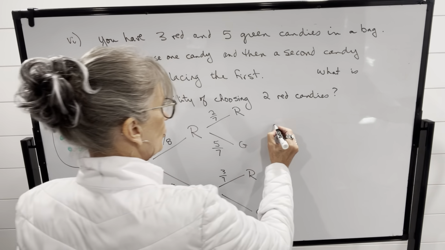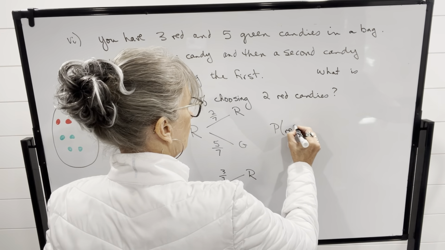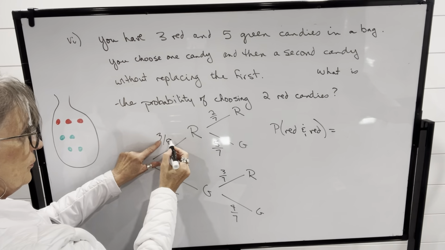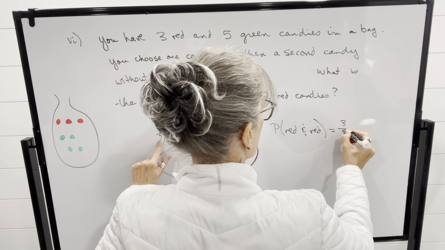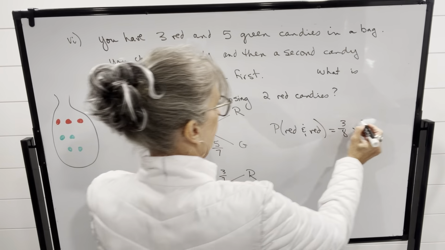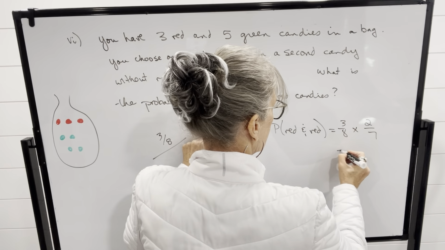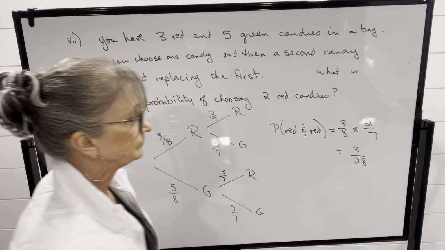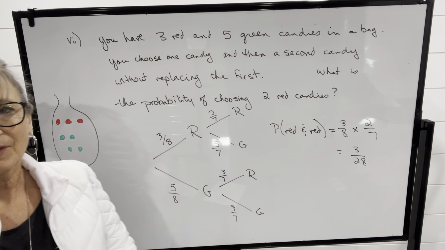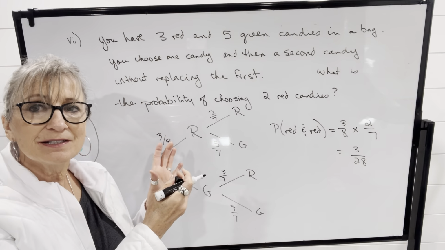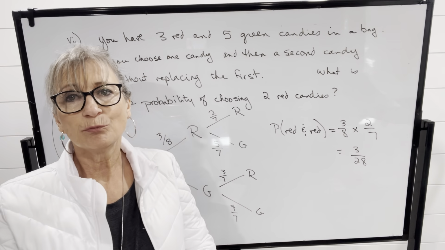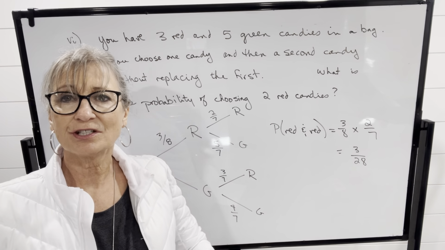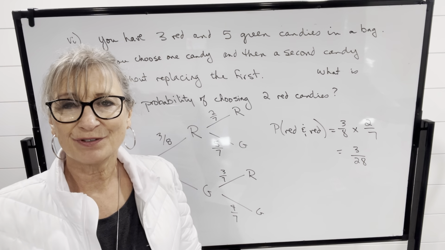So if I wanted to know the probability of choosing a red and a red, it will be 3/8 times second red 2/7. So that's going to be 3/28. So this is going to be a little bit different than when you're working with independent events. And I want to get into the notation and the explanation and more examples in my next video.